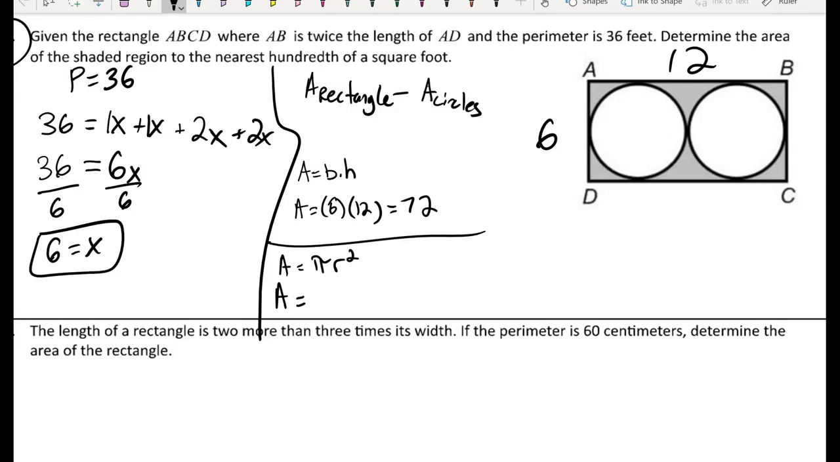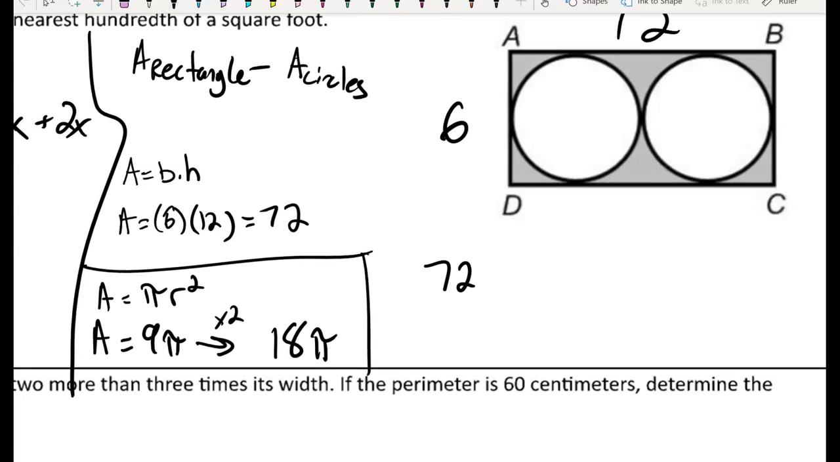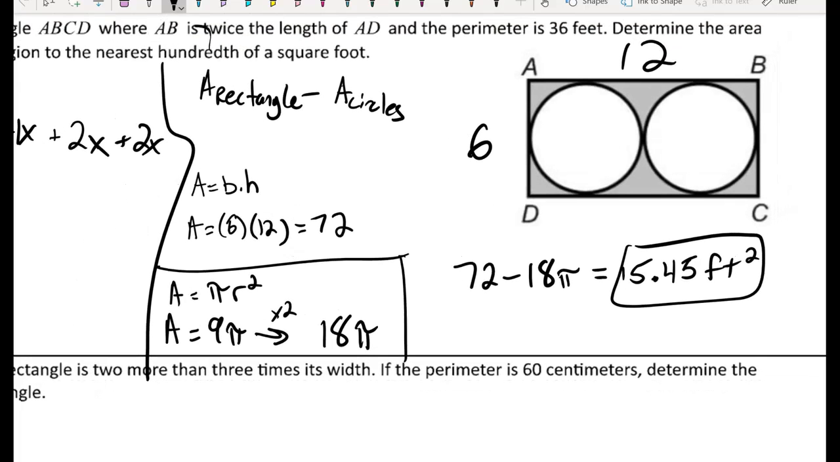So the area of one of my circles is just going to be pi times the radius squared. 3 squared is 9. So that's one of my circles. But if I multiply it by 2 because I have 2 white circles, I'll find that the area of both those circles is 18 pi. So for a final step for this shaded area, I'm going to take the area of the rectangle, 72, and subtract away the area of my circles, 18 pi. And when I do that in my calculator, I get about 15.45 feet squared, because it says to the nearest hundredth of a square foot, so I should have 2 decimal places there.